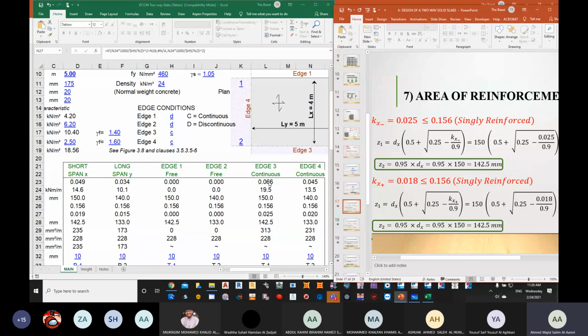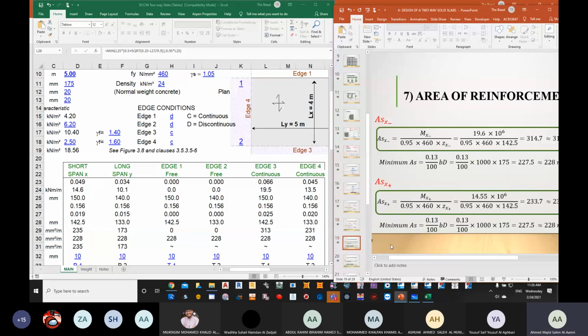So going for 3, if we go and see 3, you will see that your value of z is 142.5, which we have got here. Edge number 4, edge number 1 once again is referring to x, edge number 1 and edge number 3. So edge number 1 is 142.5 and 142.5 for edge number 3. Going for y, you will see 133 and 133. So for y, edge number 4 and edge number 2, so 133 and 132.